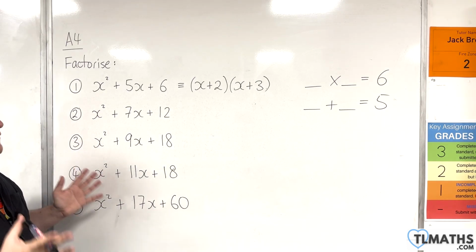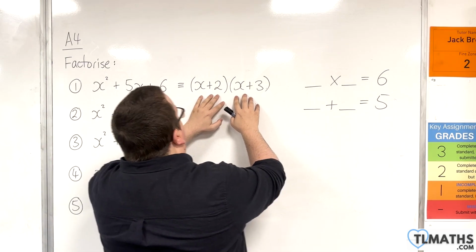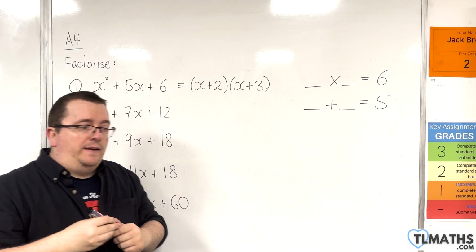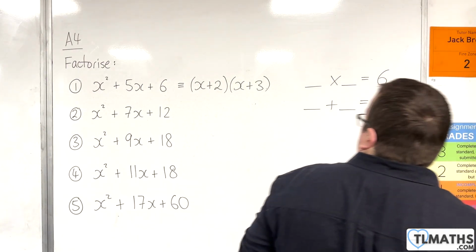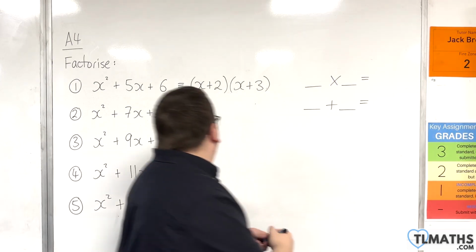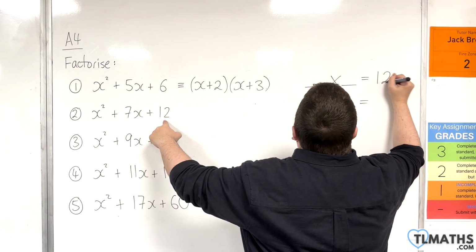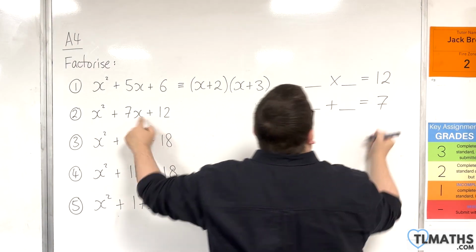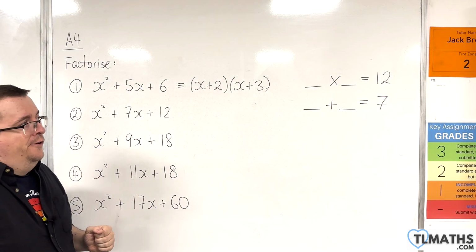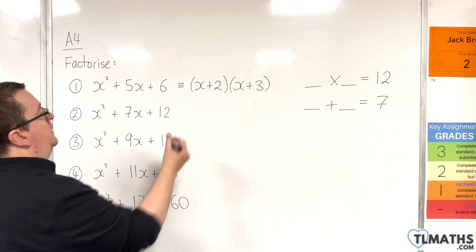Now, if you're not convinced, you can always go from this and see if you can multiply that out to get back to this. So you can always check that out. Now for the second one, we're looking for two numbers that multiply together to make 12, but add together to make 7. So what would they be? 3 and 4. 3 times 4 is 12. 3 plus 4 is 7.